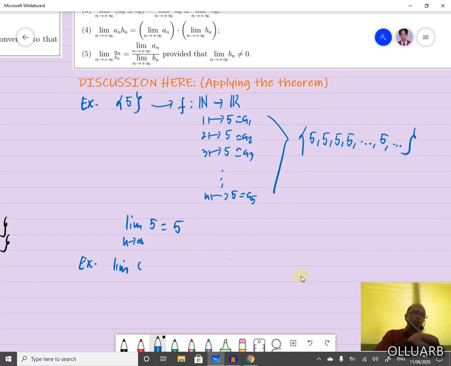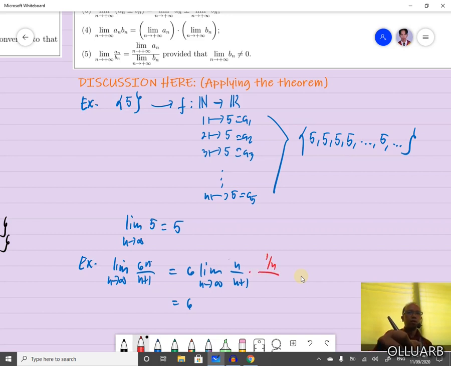Okay, so for the second theorem, for example, if you have the limit of 6n over n plus 1 as n approaches infinity, you can factor out 6, over n plus 1 as n approaches infinity. So we can multiply by 1 over n, so this is 1 plus 1 over n.